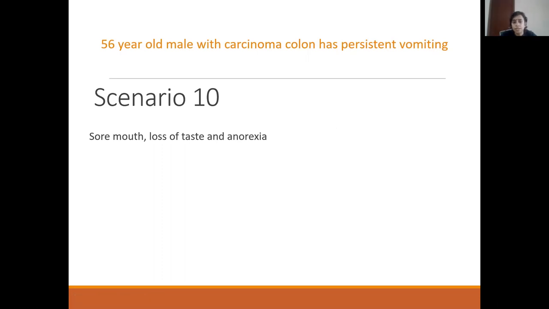Sore mouth, loss of taste and anorexia. This is one thing that I mentioned very clearly. Very often, it is not even rare, that patients will come up with nausea and vomiting symptoms just because of oral thrush. They say, I have a foul taste in my mouth. I have pain while swallowing. I am unable to eat, loss of appetite. I don't have taste. I have pain. So this is one thing that we need to keep in mind always: antifungal therapy. It's very, very important. It's not even rare. Very often they come up with the symptom.